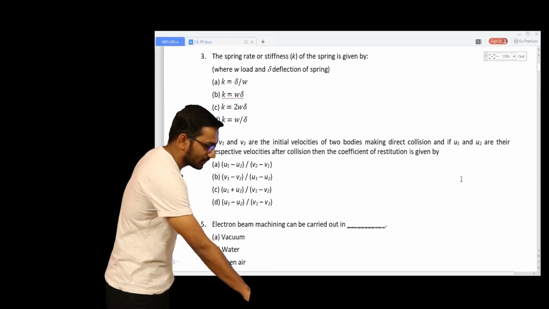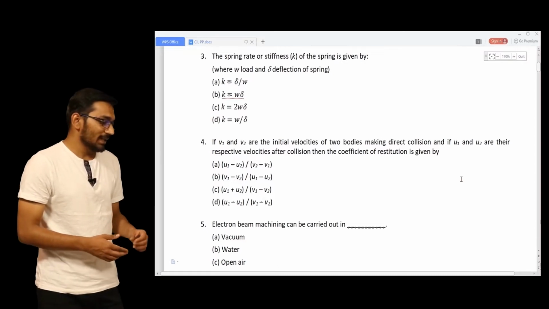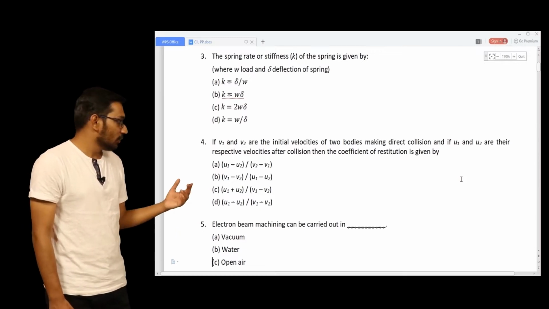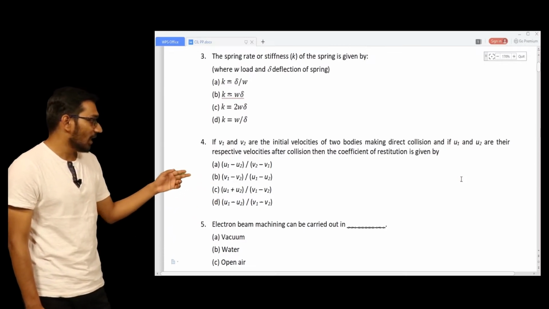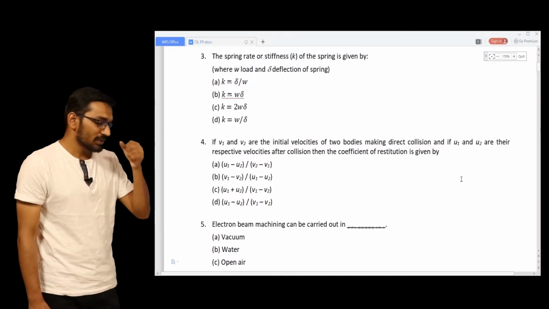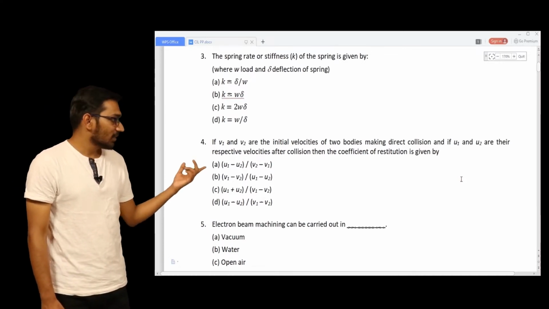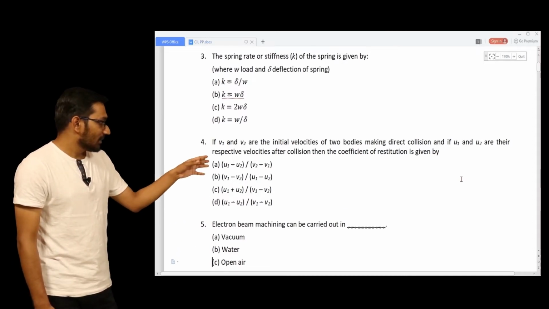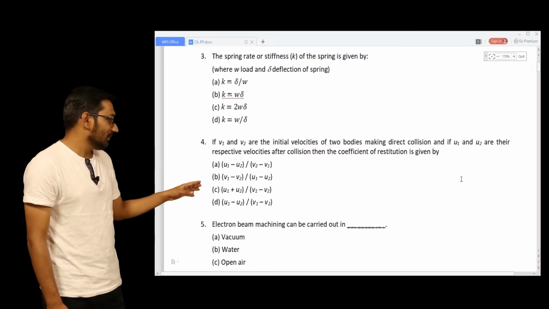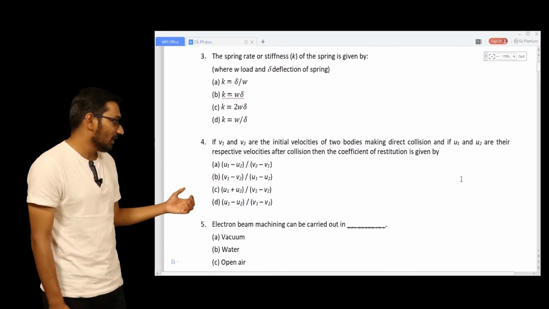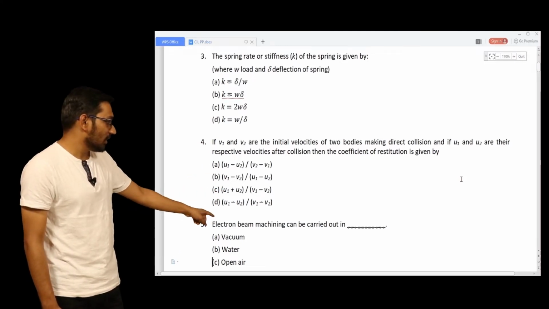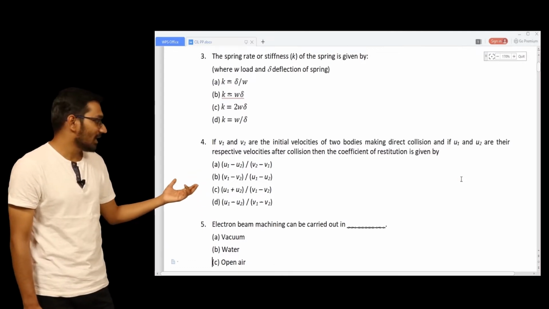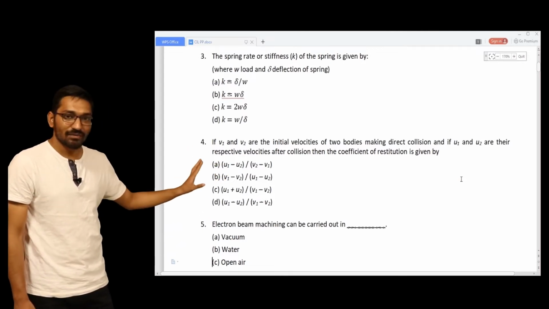Now the next question is, if V1 and V2 are the initial velocities of the two bodies making direct collision, and if U1 and U2 are their respective velocities after collision, then what is the coefficient of restitution given by? This is a question of your engineering mechanics when two bodies are colliding. So the coefficient of restitution will be given by your final velocities divided by initial velocities. The ratio of the difference of final velocities, U1 minus U2, divided by the difference of initial velocities, that is V2 minus V1. So answer is A for this fourth question.